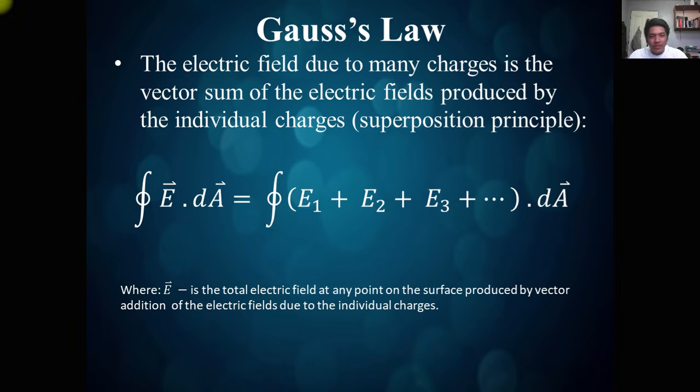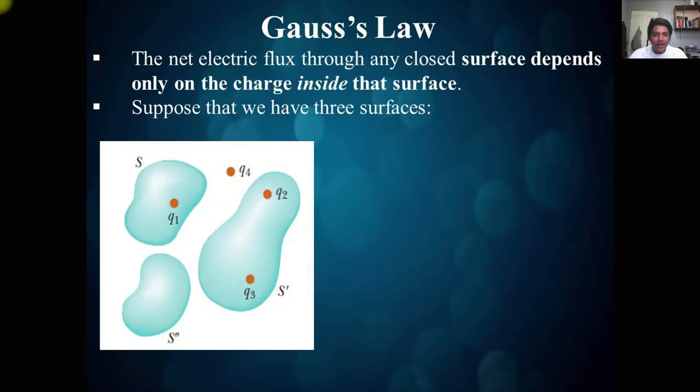So Gauss's law, this is only the... what do you call this? The sum. Okay, if you have different electric fields, this is not really important, but it's worth taking note that if we have different electric fields, we can sum up all the electric fields in vector sum, then get the electric flux. So the net electric flux through any closed surface depends only on the charge inside that surface. Again, that is Gauss's law.